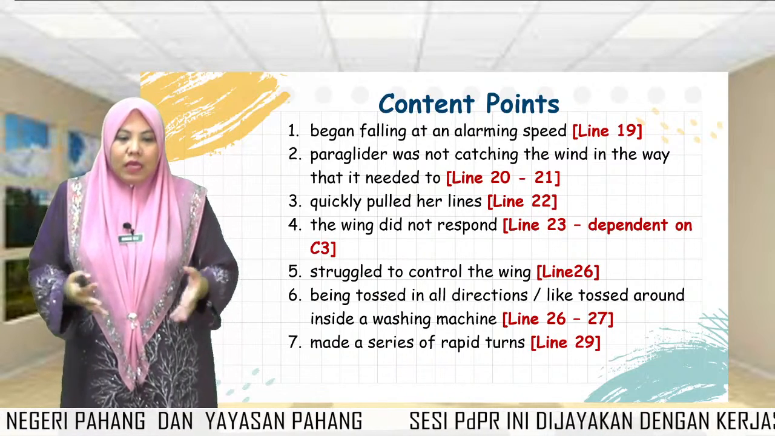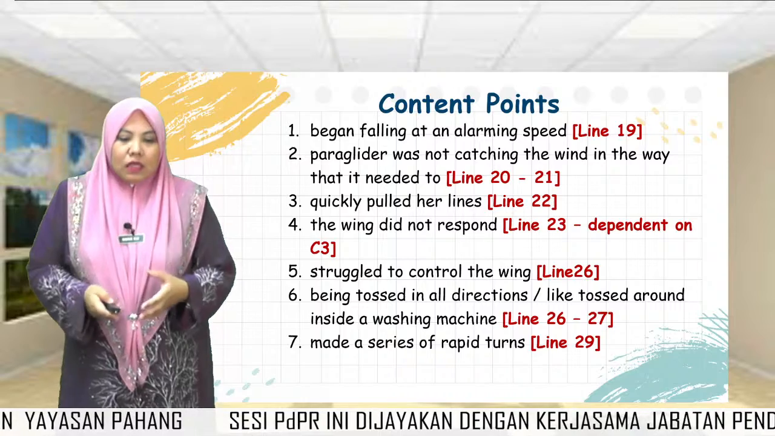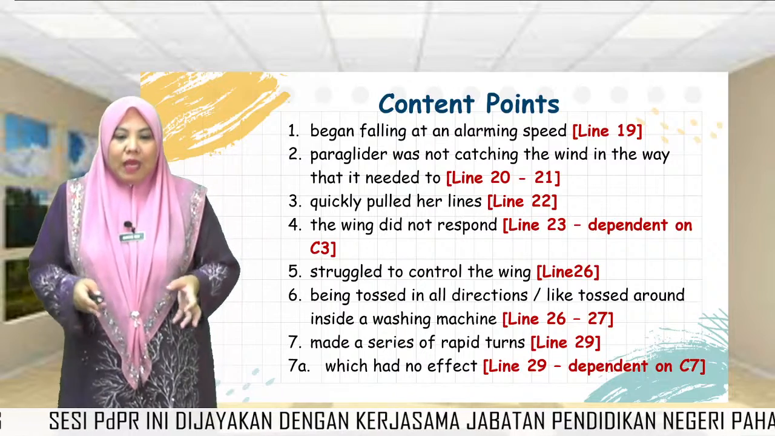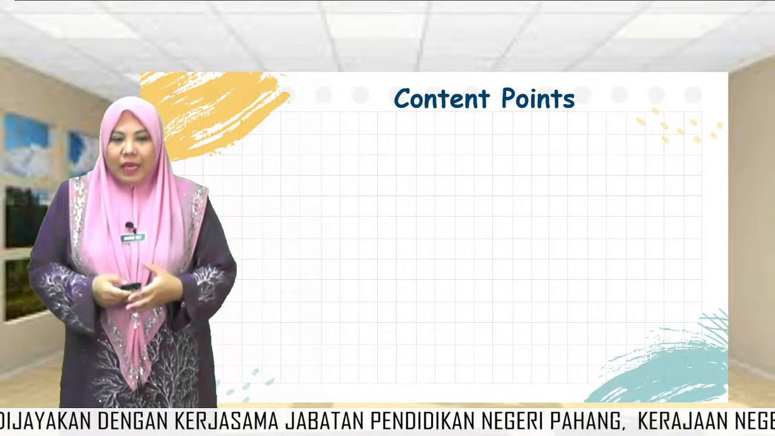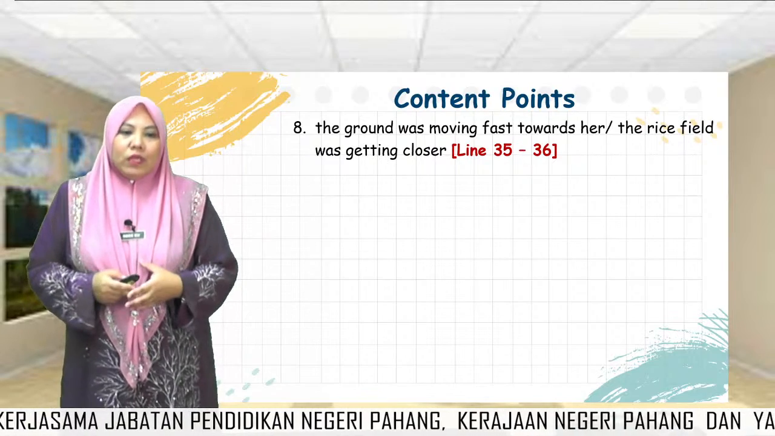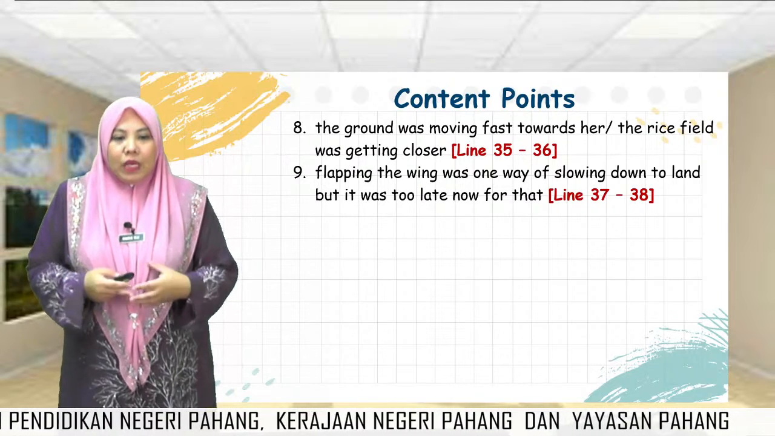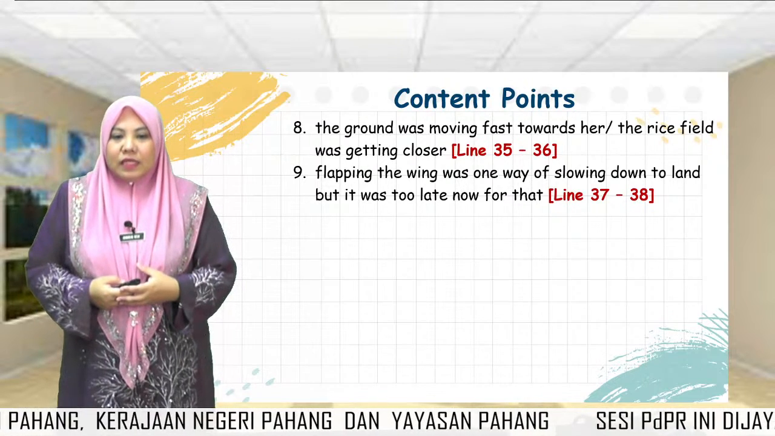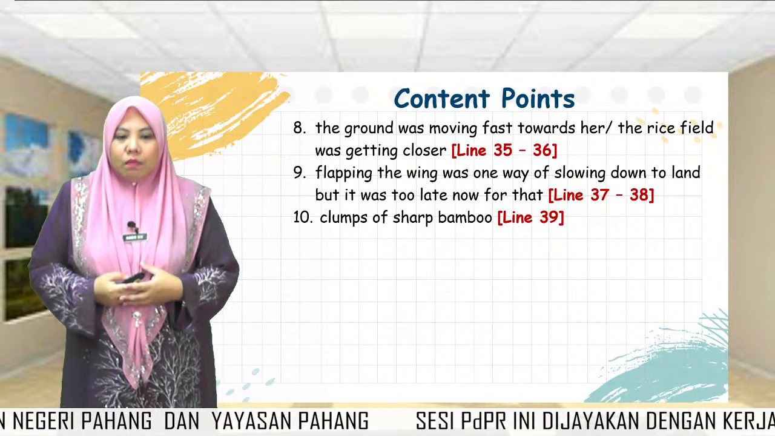Point number 7, made a series of rapid turns, in line 29. Next, which had no effect, in line 29. This content point is dependent on content point number 7. Next, content point number 8. The ground was moving fast towards her, or the rice field was getting closer. This is in lines 35 to 36. Flapping the wing was one way of slowing down to land, but it was too late now for that. Lines 37 to 38. Content point number 10, clumps of sharp bamboo.